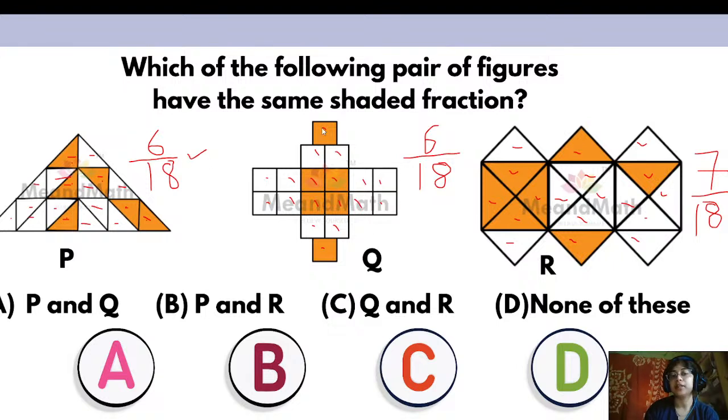For Q also we can see out of 18 only 6 parts are colored, 2 squares here and 4 squares in the center. So again 6 becomes your numerator. So 6 by 18 is the fraction. And for R we can see that 7 parts, 7 triangles are colored. So 7 becomes the numerator and the fraction is 7 by 18. So P and Q have the same fraction.